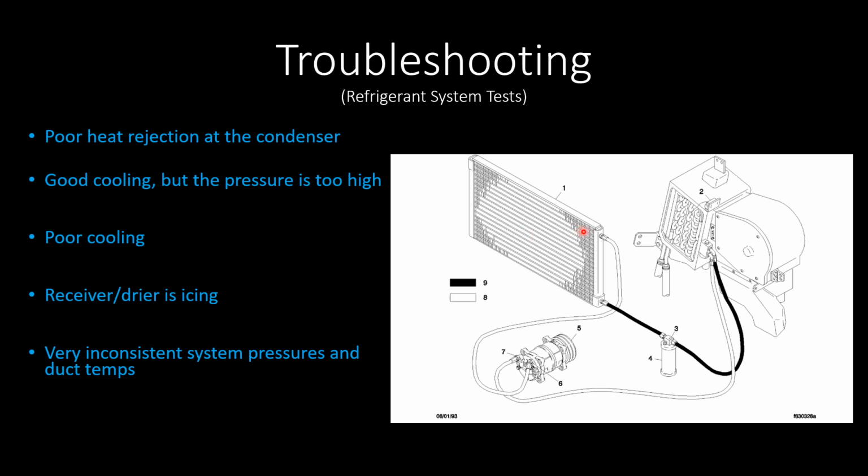So if you have poor heat rejection, meaning that one side's too high and there's not a heat drop in here, then that can mean you have too much oil in your system, meaning that maybe somebody just replaced the compressor and they overfilled the compressor with oil. A lot of times, the oil inside the system.